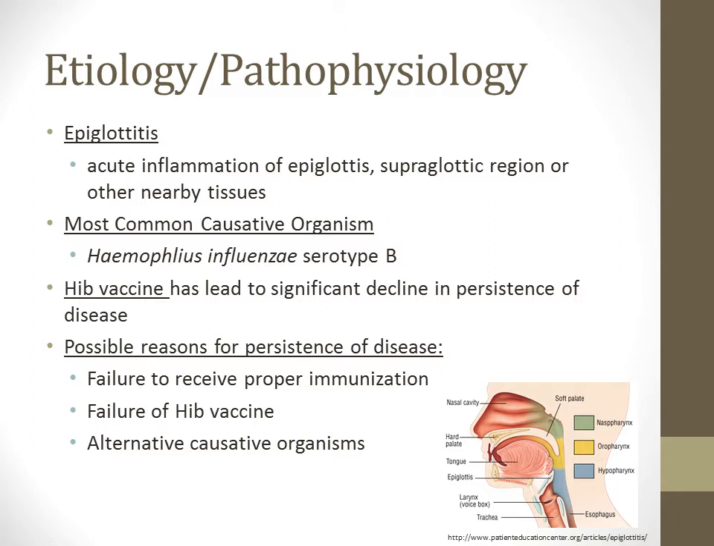So despite the use of the vaccine, there is still a persistence of epiglottitis, and a few reasons have been suggested for why that is. The first is failure to receive the proper immunization, which occurs in the patients who just refuse to get vaccinated. Second is failure of the Hib vaccine itself, and a UK study actually concluded that the vaccine is 98% effective. Finally, there are alternative causative organisms that have been identified causing epiglottitis, including group A beta hemolytic strep, Staphylococcus, pneumococcus, Klebsiella, Pseudomonas, Candida, and viruses.